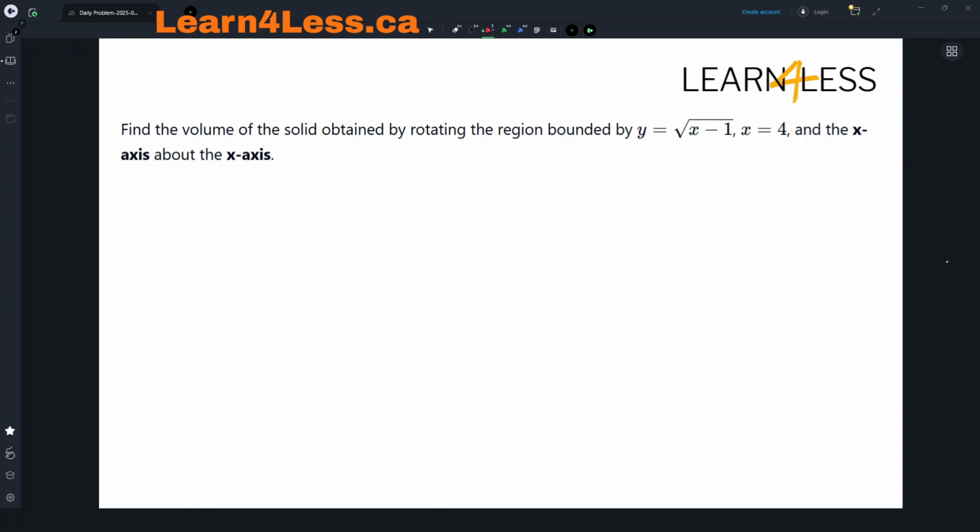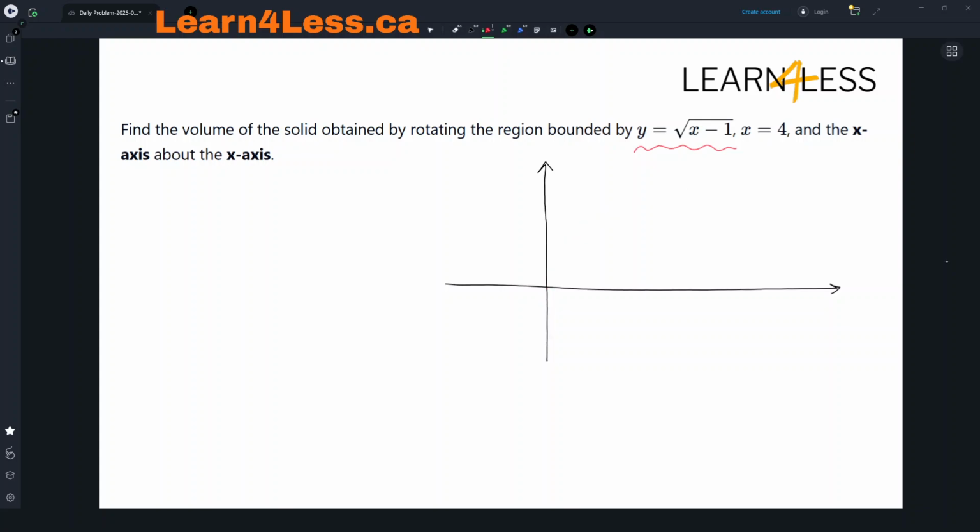In this problem, we want to find the volume of a solid which is a result of a rotation of a bounded area around the x-axis. So first, let's focus on that area and see what it looks like and what happens after rotation. Let me just draw the x and y axes. So we want to rotate the region bounded by this function y equals the square root of x minus 1. A square root of x is just like this, something like that.